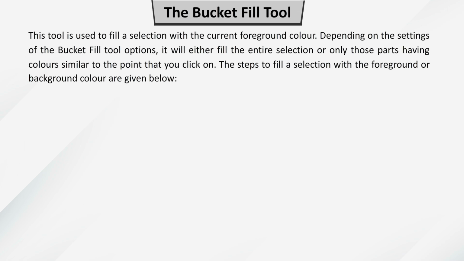The Bucket Fill Tool. This tool is used to fill a selection with the current foreground color. Depending on the settings of the Bucket Fill Tool options, it will either fill the entire selection or only those parts having colors similar to the point that you click on. The steps to fill a selection with the foreground or background color are given below.